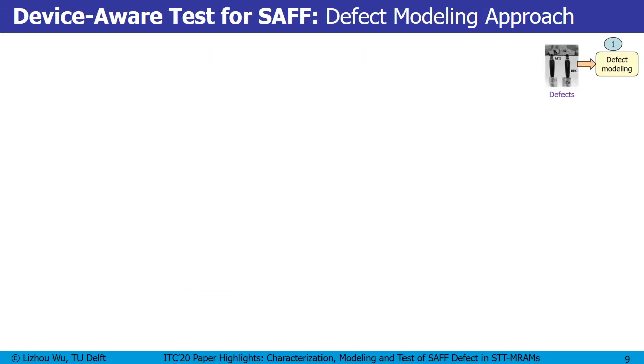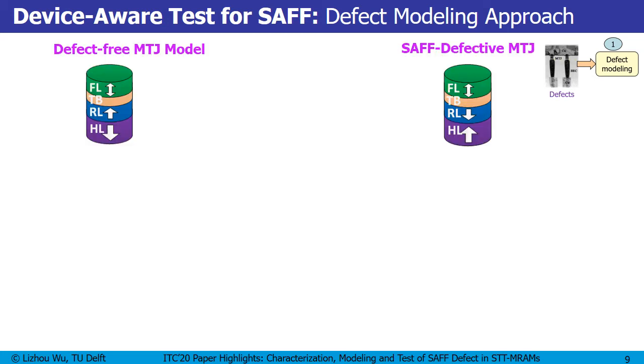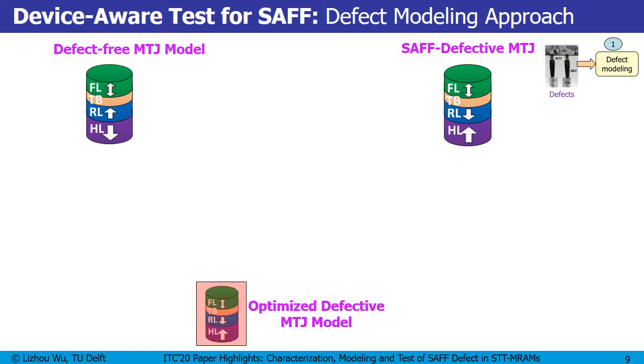Next, we apply device-aware tests (DAT) to the SAFF defects. The first step of DAT is defect modeling. The defect modeling process requires 2 inputs. First, a defect-free MTJ model. Second, a SAFF defective MTJ. In the end, we would like to get an optimized defective MTJ model which accurately captures the defect behavior.